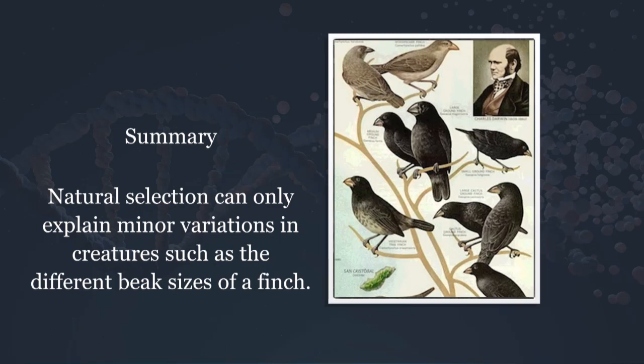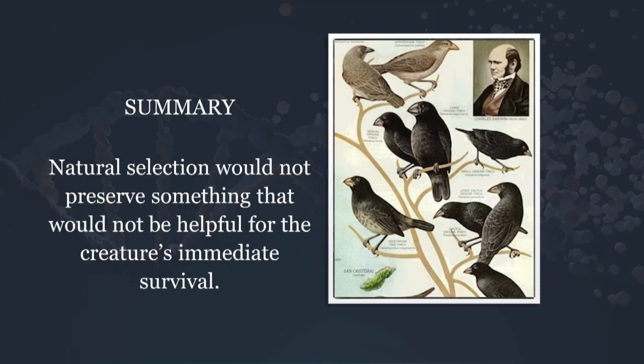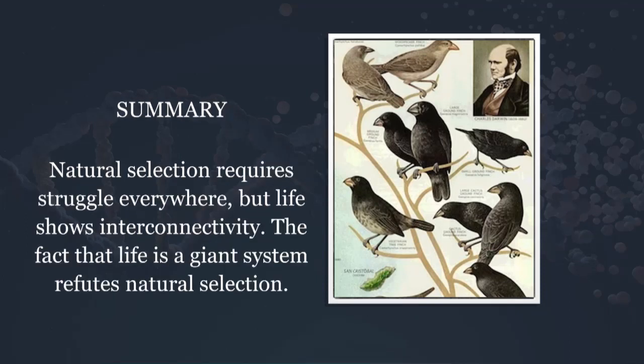So, micro but not macro evolution. Natural selection cannot build because it cannot add new information to the DNA. That's a game changer when we grasp that concept. Natural selection would not preserve something that would not be helpful for the creature's immediate survival. And then natural selection requires struggle everywhere. But life shows interconnectivity. The fact that life is a giant system refutes natural selection.